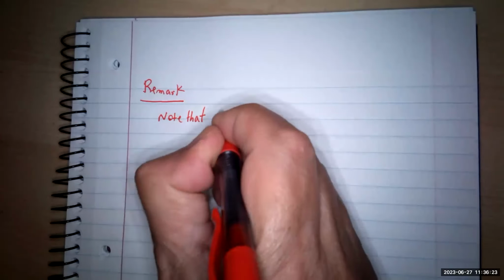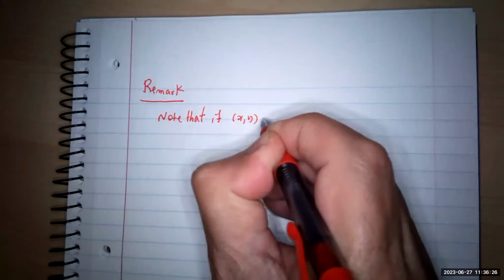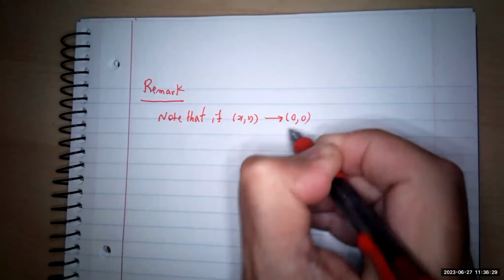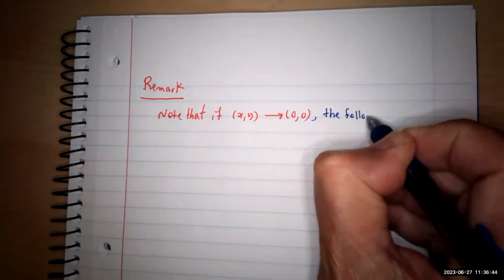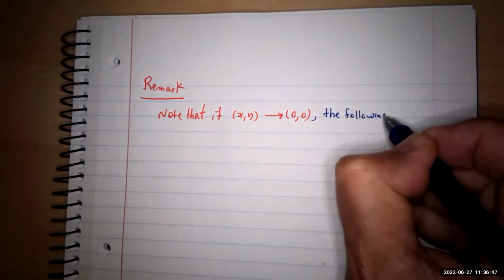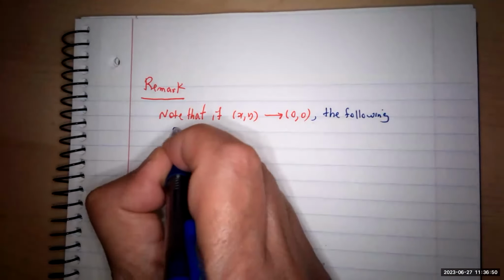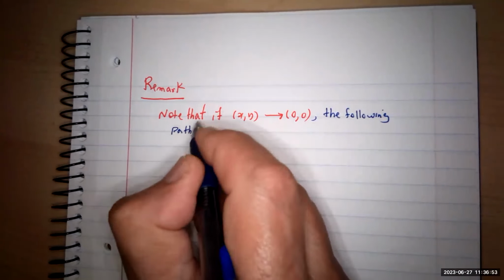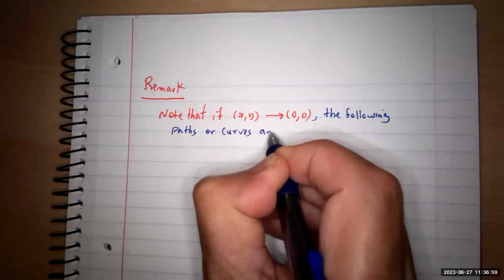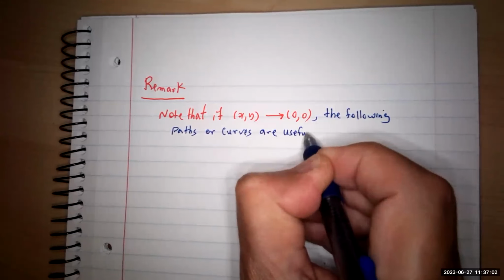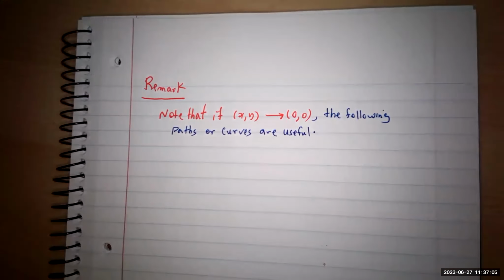Note that if (x, y) goes to (0, 0), they usually give you this. So you want to go through this, getting closer and closer to the origin. So what are the possibilities? The paths. These are suggestions, and most of the time it works. The following paths or curves are useful. So my suggestion is to use the following. Okay, this is going to be the one.